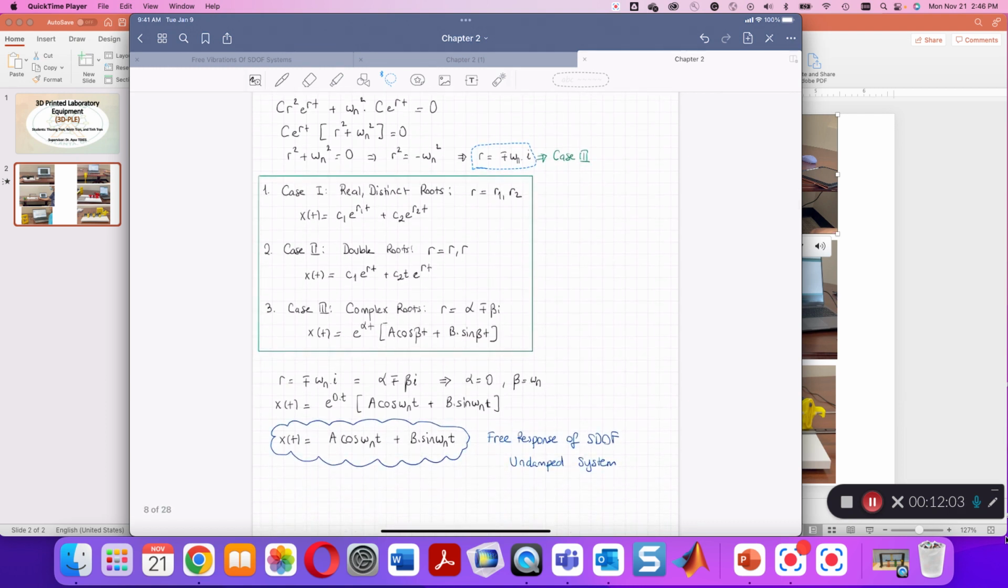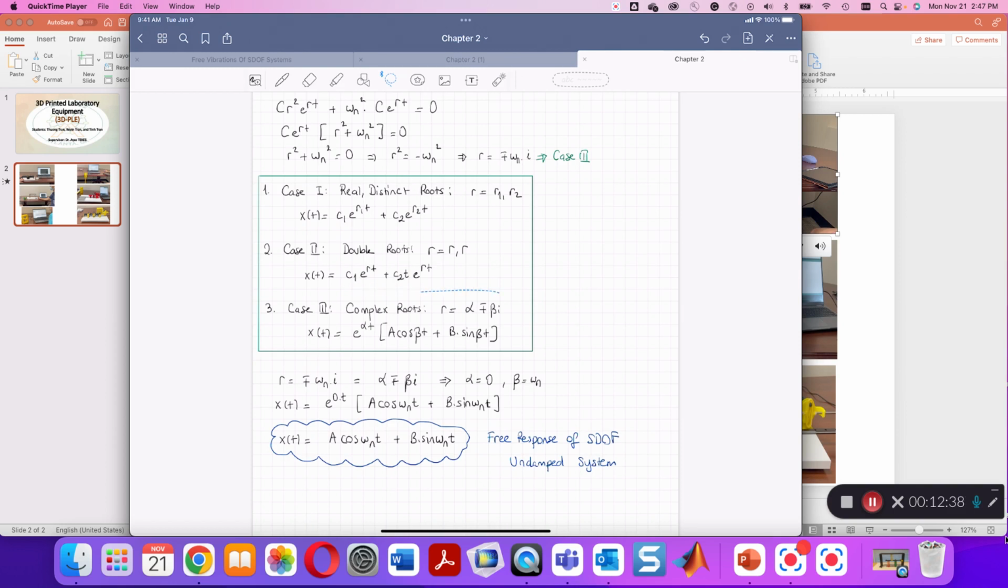Going back to your differential equations class, when we have a table: if the characteristic equation roots are real and distinct, then the solution should be c1 times e to the r1t plus c2 times e to the r2t. And in the second case, if your second order characteristic equation roots are double, meaning they're equal to each other, let's say r and r, or r1 and r1, then the solution will be c1 times e to the rt plus c2 times t times e to the rt.